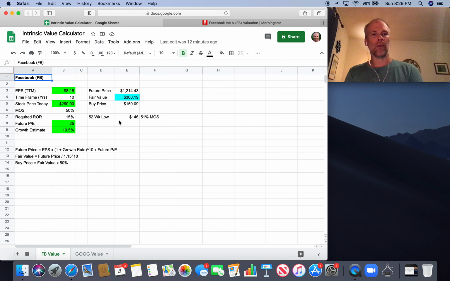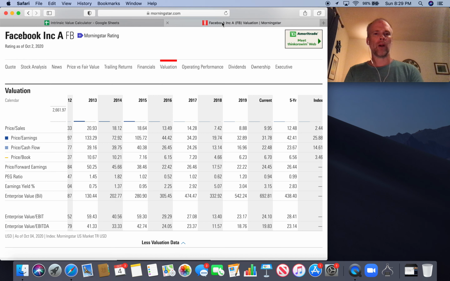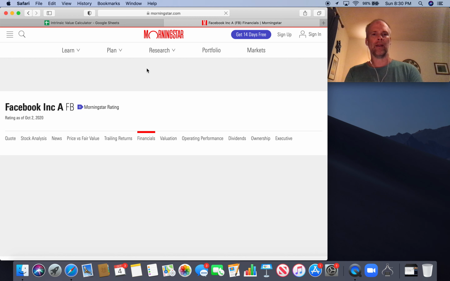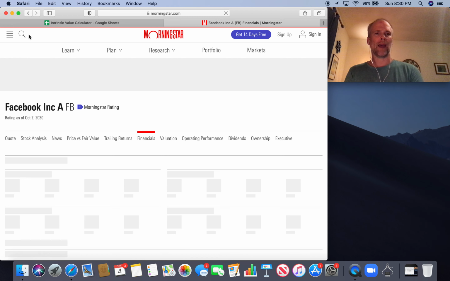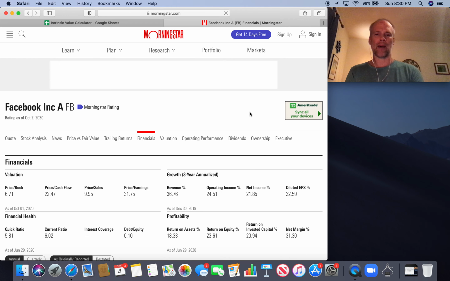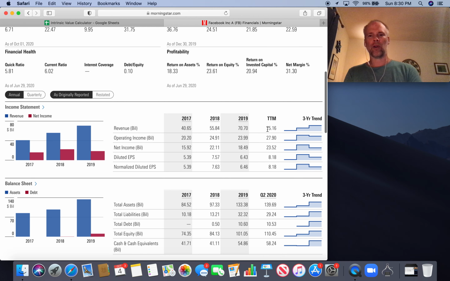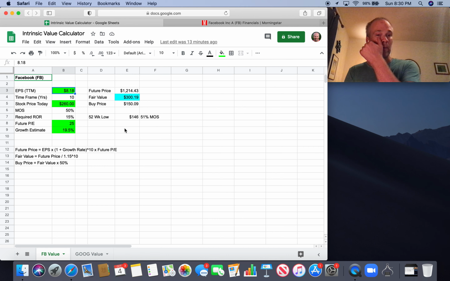So let's get into some numbers here. In order to find the earnings per share from the trailing 12 months, the last 12 months, we're going to jump into Morningstar. This is free. You don't need to have a membership to this. We're going to go to Morningstar. You're going to type the ticker up here, Facebook, and you're going to pop into the Financials tab. And what we're looking for is trailing 12 months earnings per share, okay? Diluted and normalized are the same. $8.18 earnings per share. So that's what we're going to plug in right here.